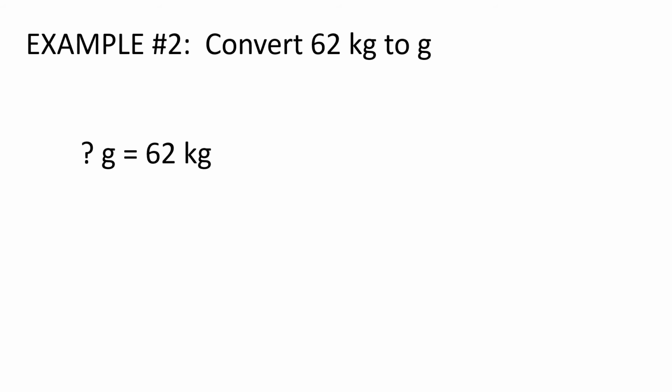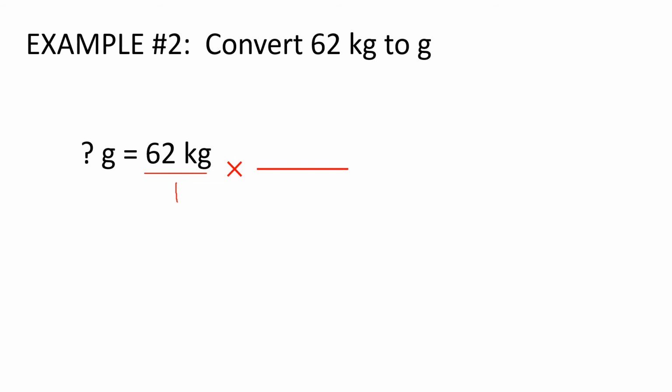So convert 62 kilograms to grams. First thing we're going to talk about is making that question mark statement. So question mark grams, that's what we're looking for, right? And so we're going to say that's equal to what we start with, which is 62 kilograms. So we set up our problem. We're going to need one of those 2 conversion factors. So which one do we want? That's the question. Again, 62 kilograms is really 62 kilograms over 1, right?